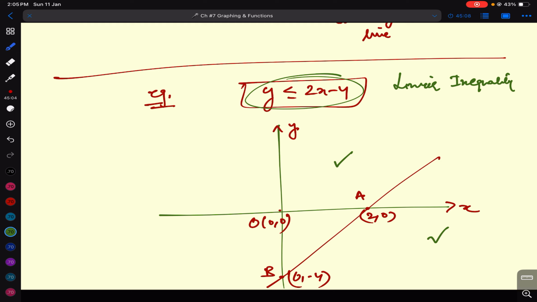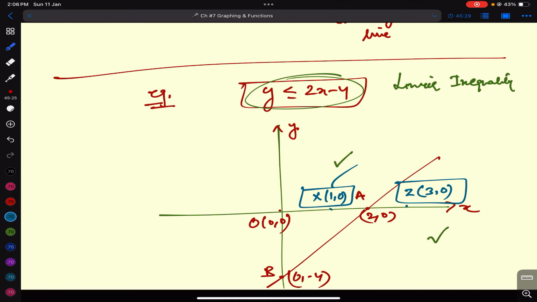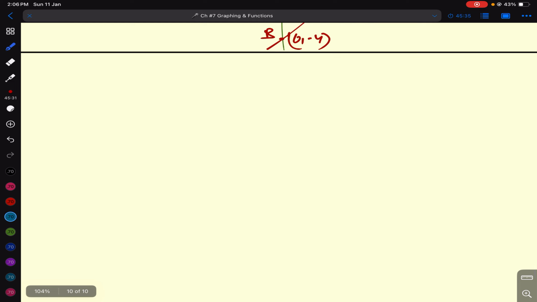So that we can decide by choosing a random point. I know that on the right hand side, I have one point, let's take z, which is 3, 0. And on the left hand side, I can take any point. Let's take that as x, which is 1, 0. Now I'll put these 2 points into the inequality and see which one satisfies. So we will check for both the points.